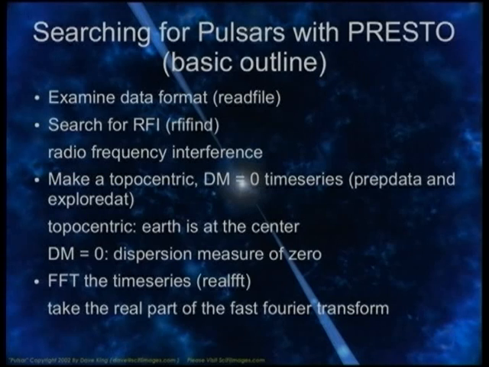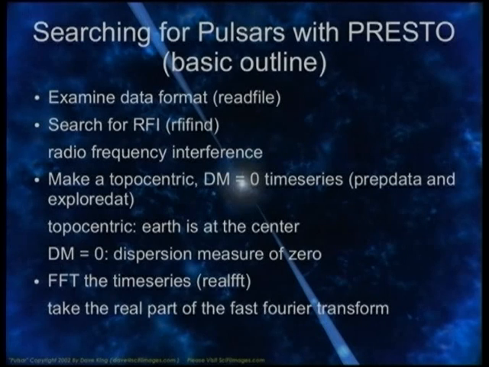So topocentric means Earth is at the center. Barycentric means that the sun is the center. So topocentric is what we want because all of our data is collected obviously from the Earth. So we want to make sure we've put our axes in the right place, so to speak.